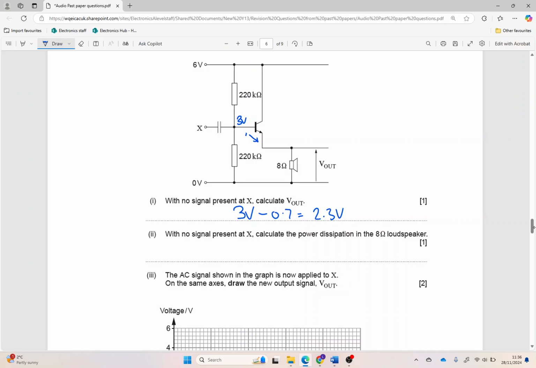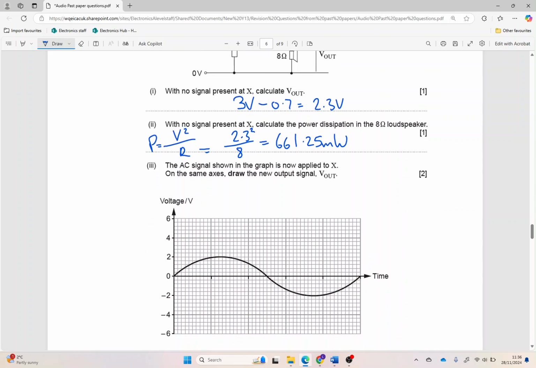Now for power, I don't often use this equation, but it saves me calculating the current. So power is V squared divided by R, so we've got 2.3 volts squared divided by our 8 ohm speaker, which gives us 661.25 milliwatts.